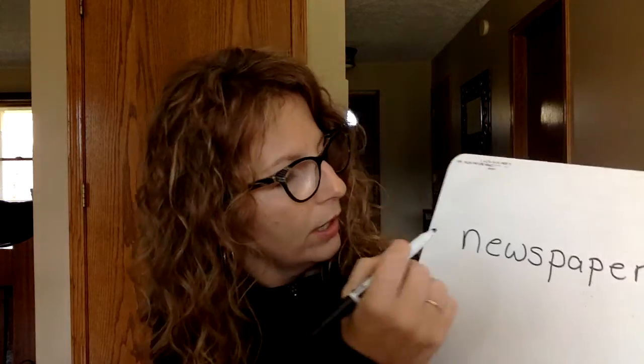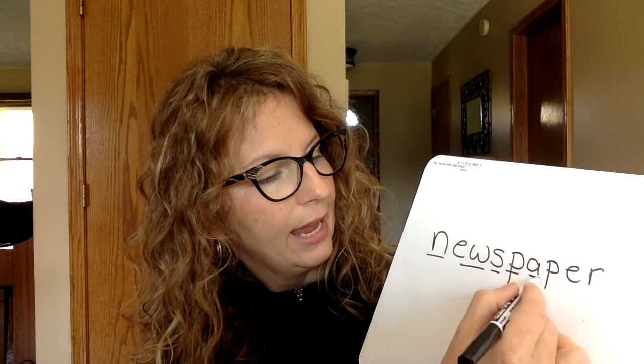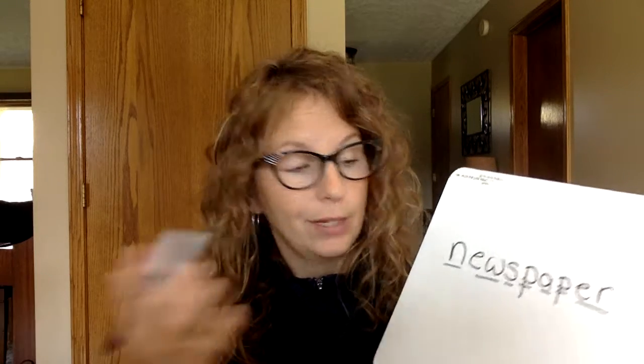Otherwise, let's take a look at this. We have the ooh. We're using EW for that ooh sound. S, p, a. We've got an A here. P, newspaper. If we didn't get it right, not a big deal. Draw a line through it. Write it correctly up here. Give your brain a chance to see it written correctly. Okay. Go ahead and erase.